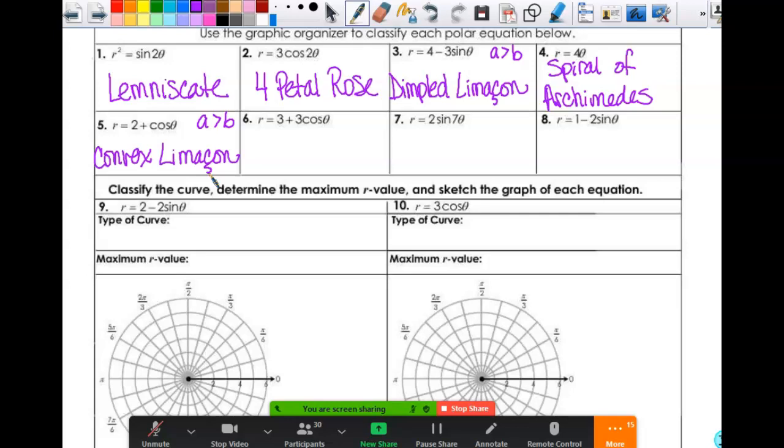So I have another plus or minus. I'm still in that limaçon category. Here, A equals B. If A equals B, what do I have? Cardioid.